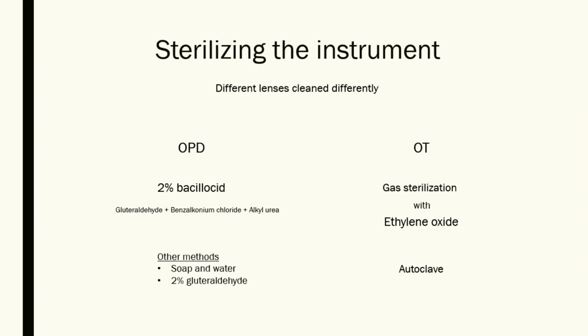So now, keeping the instrument clean is done differently for different lenses. In the OPD, we use 2% bacillocid, but we can also use just soap and water. In OT, some lenses are sterilized with ethylene oxide, and some lenses can be autoclaved.